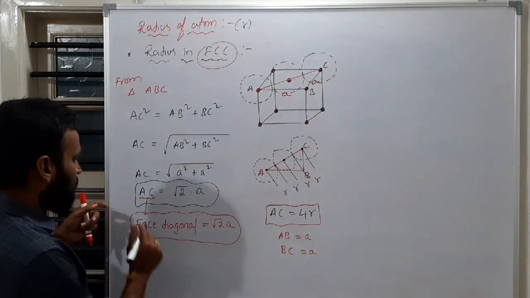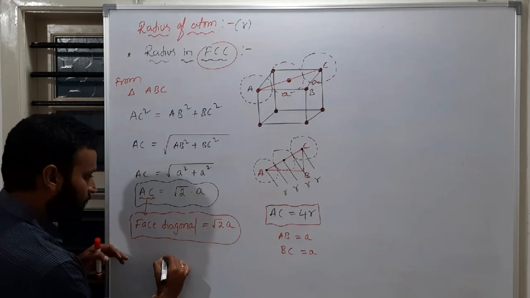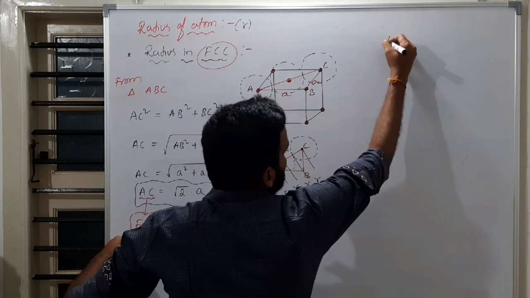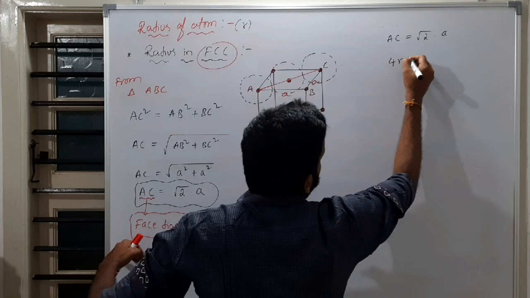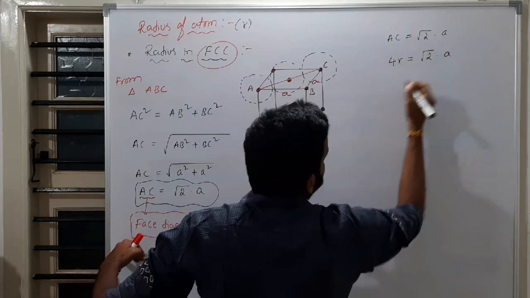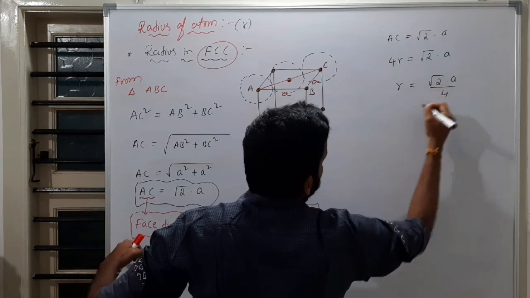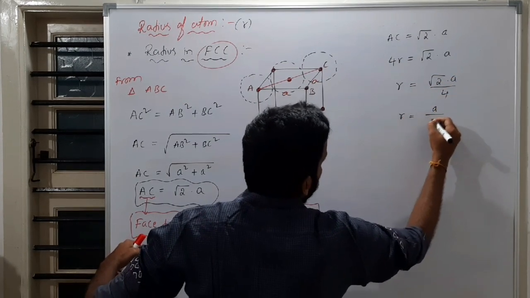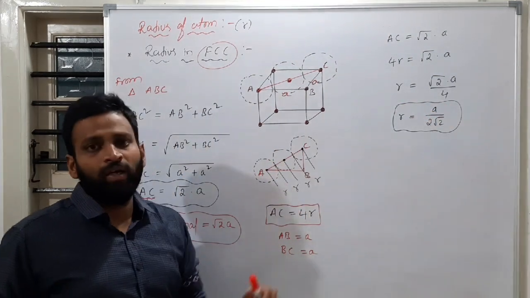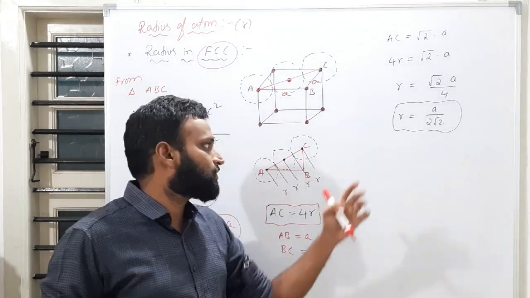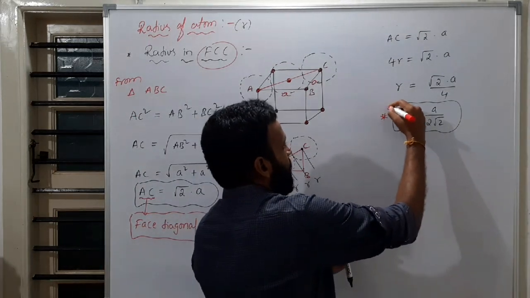So now, what is AC? AC means what I told you, 4R. Therefore, AC is equal to root 2 into A, meaning 4R is equal to root 2 into A, correct? So radius is equal to root 2 into A by 4. So R is equal to A by 2 root 2. Very important, remember this one. It is useful for numerical solving, and to understand packing efficiency also, you must know this radius formula. So this is very, very important for us.